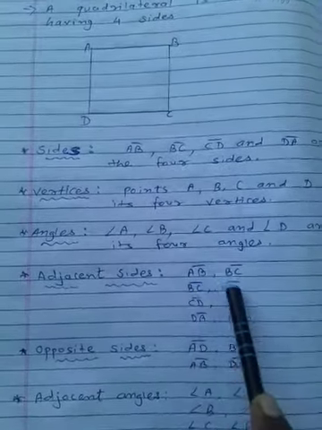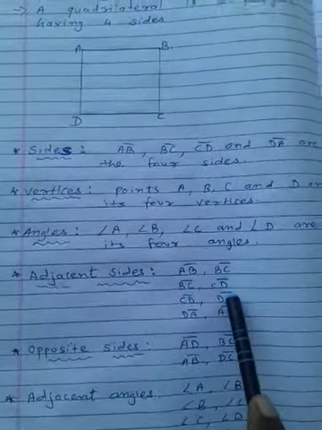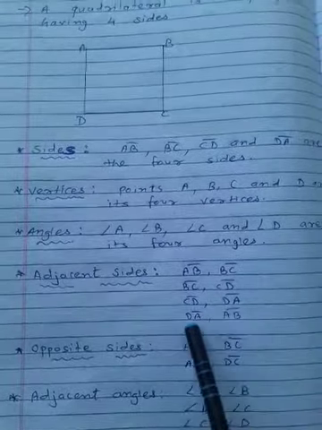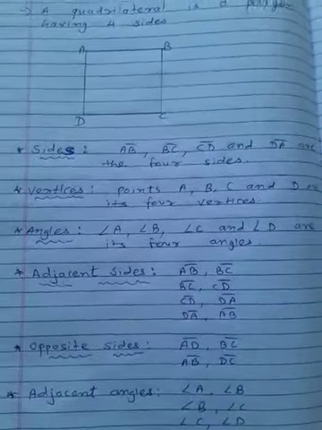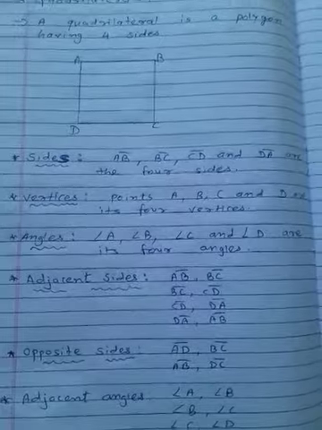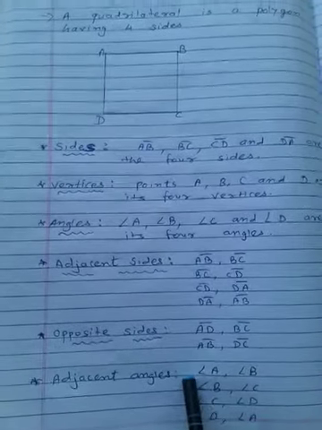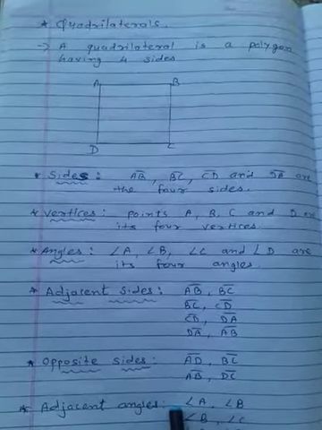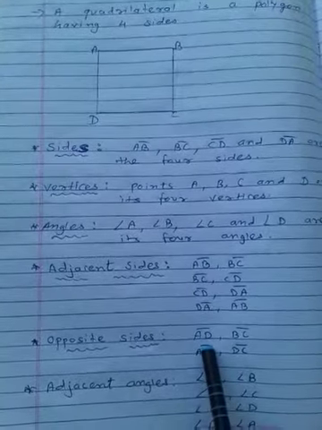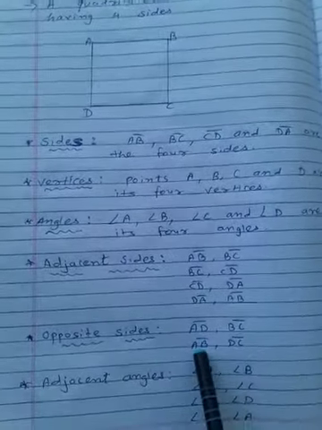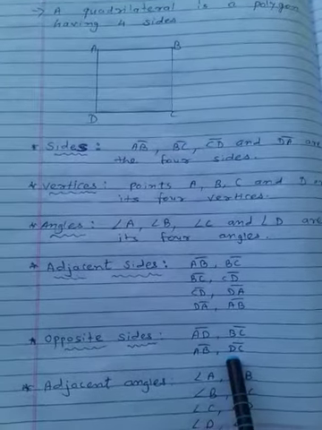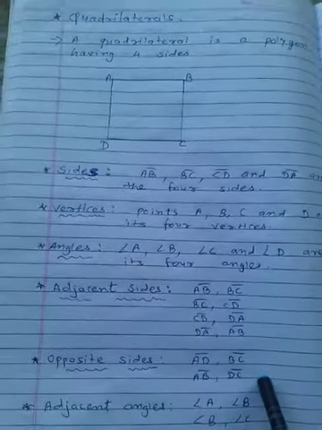AB and BC, BC and CD, CD and DA, DA and AB. These are the 4 adjacent sides of quadrilateral ABCD. Now opposite sides. Which are the opposite sides of quadrilateral ABCD? AD and BC, AB and DC. These are the opposite sides of quadrilateral ABCD.